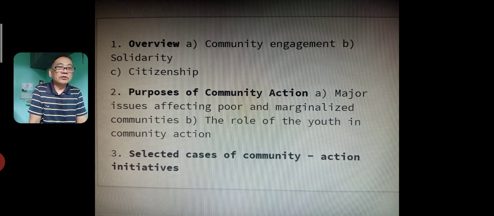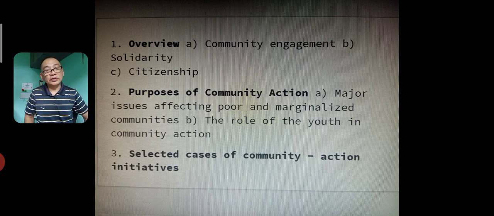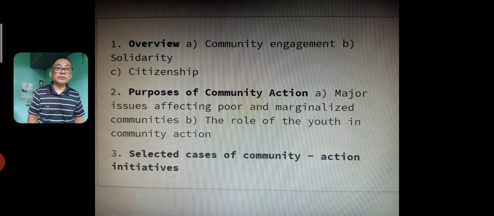Pangalawa, ano yung role ng kabataan like you in the community action? Are you a member of Sangguniang Kabataan or SK or youth organization in your community? Kung wala pa, can you start your own group just for one purpose? Whether spiritual or community, civic action, yung mga ganun. So, ito yung purpose ng ating study.